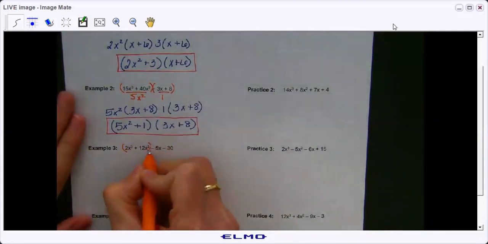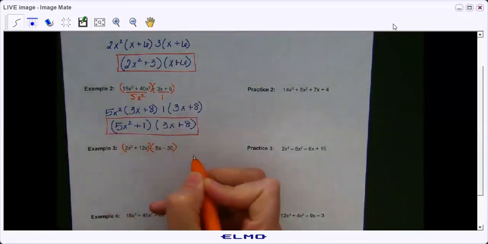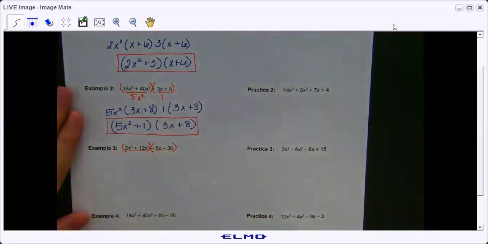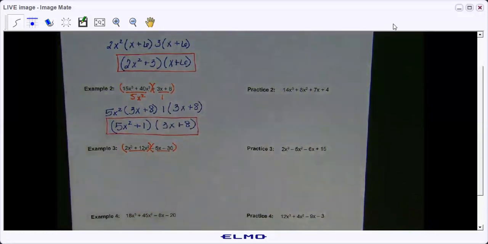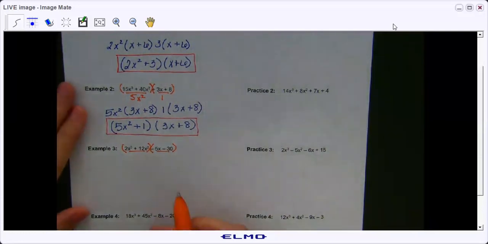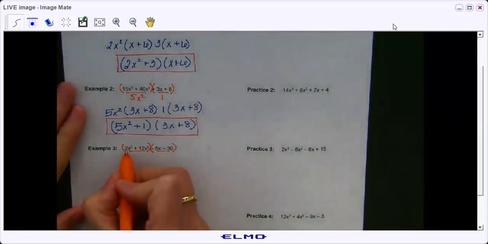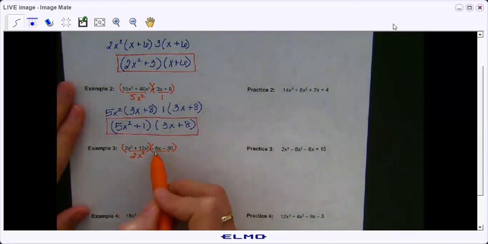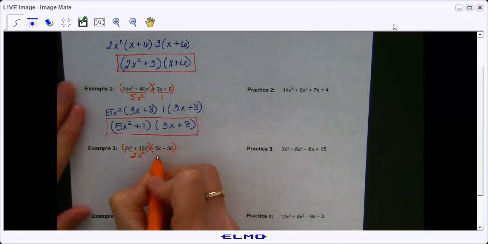Set up our groups. Do we do the parentheses around the negative? Yes. Remember, if your first term starts with a negative, you're going to factor out the negative. Okay, so the GCF between 2 and 12 is 2. Between x cubed and x squared is x squared. And the GCF between a -5 and a -30 is a -5.